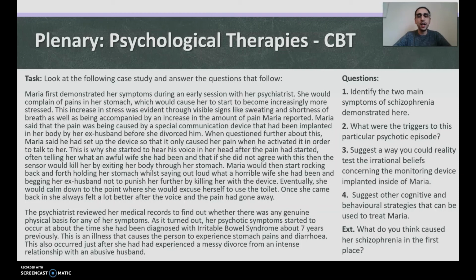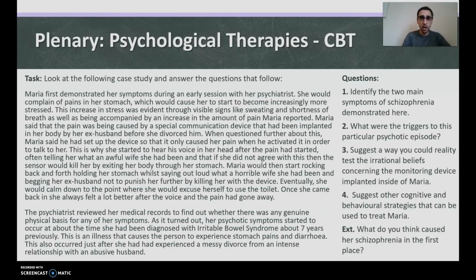Number 1. Identify the 2 main symptoms of schizophrenia demonstrated here. Number 2. What were the triggers to this particular psychotic episode? Number 3. Suggest a way you could reality test the irrational beliefs concerning the monitoring device implanted inside Maria, using CBT. Number 4. Suggest other cognitive and behavioral strategies that could be used to treat Maria. And then extension, what do you think caused her schizophrenia in the first place?